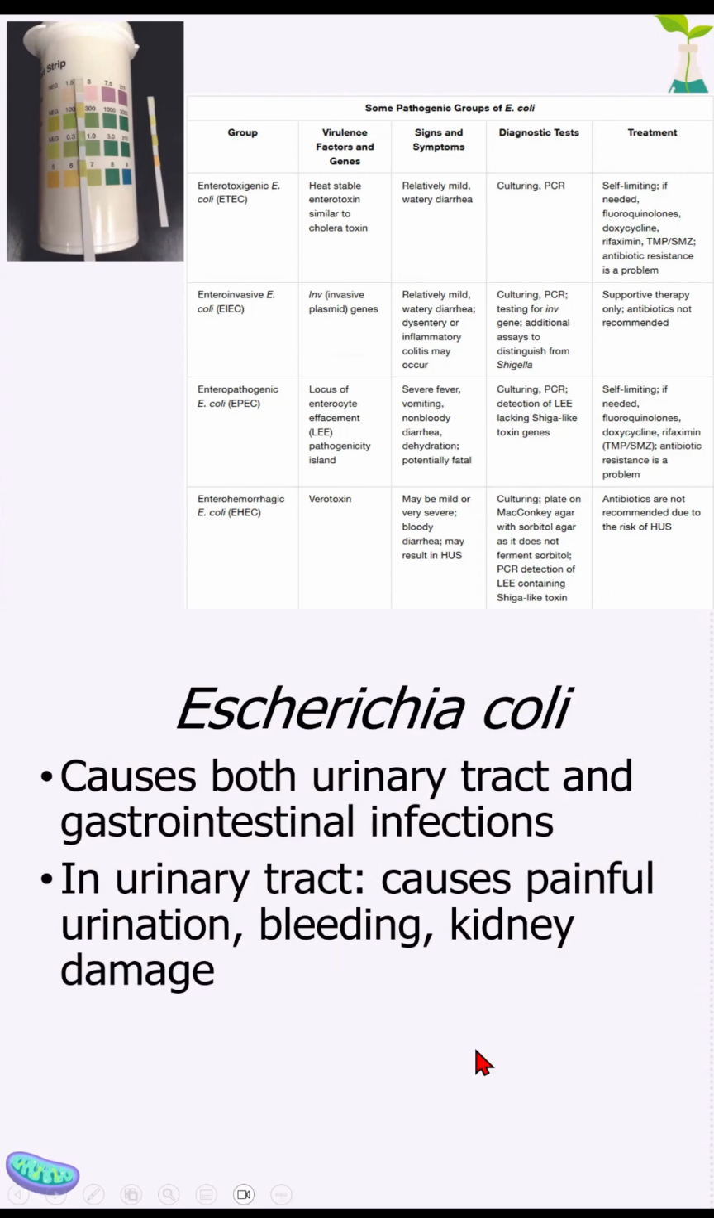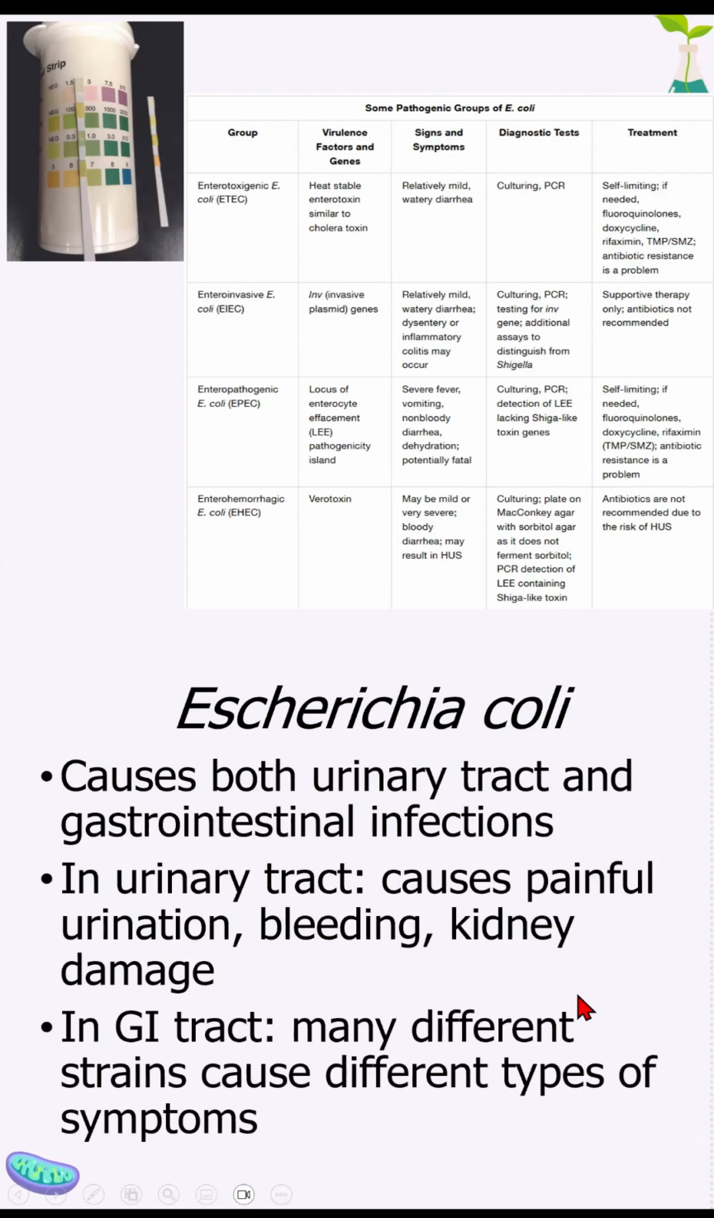So yeah. Now, for the GI tract, there are tons and tons of different types of E. coli that cause infections of the gastrointestinal tract. And so in this table, it sort of summarizes some of the different strains that are involved. So it's not just one type of E. coli, but multiple types of E. coli that can cause some kind of GI tract infection, also known as food poisoning.